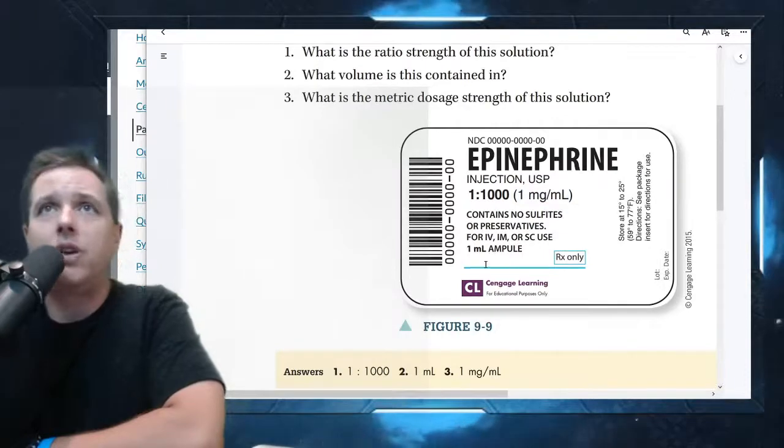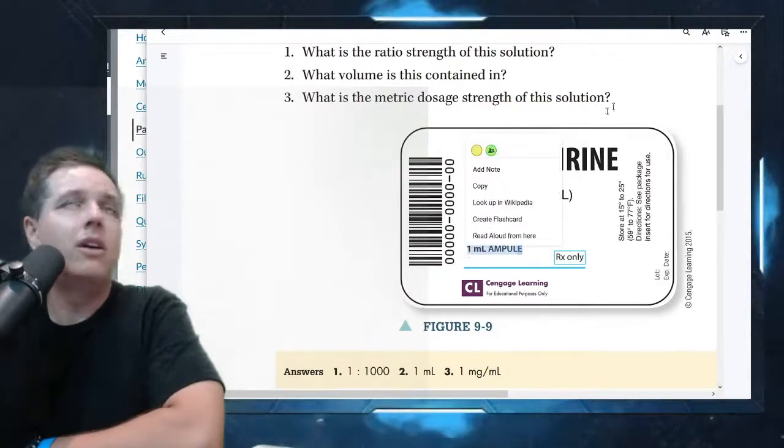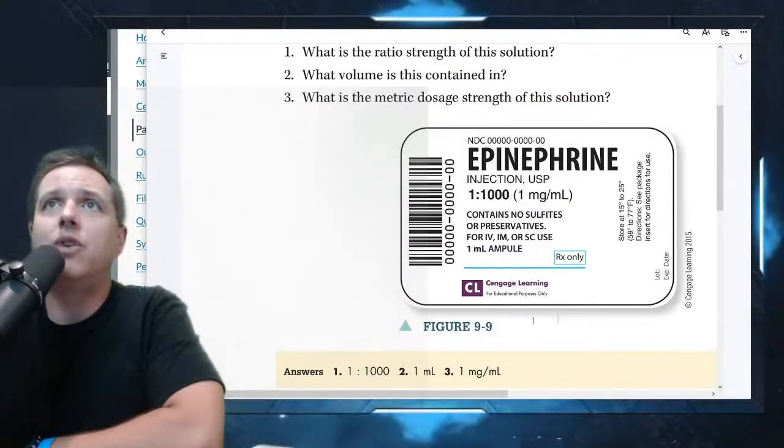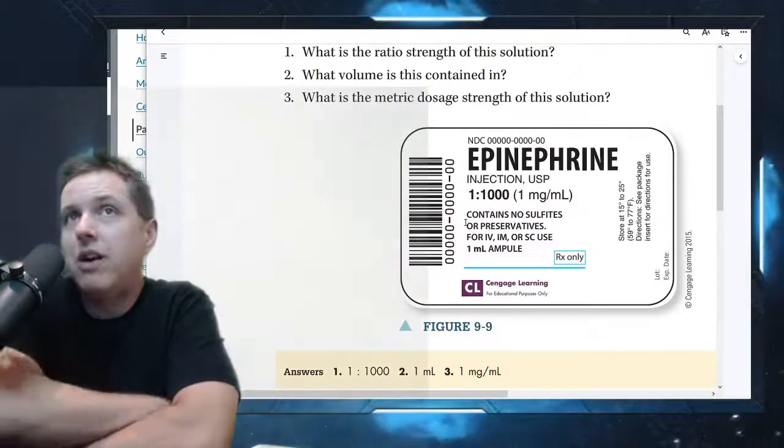And then we have, here it is. That's what I was looking for. This is a 1 milliliter ampule. Okay, so all that information they're asking for is on here. You just kind of have to hunt around, which makes sense.